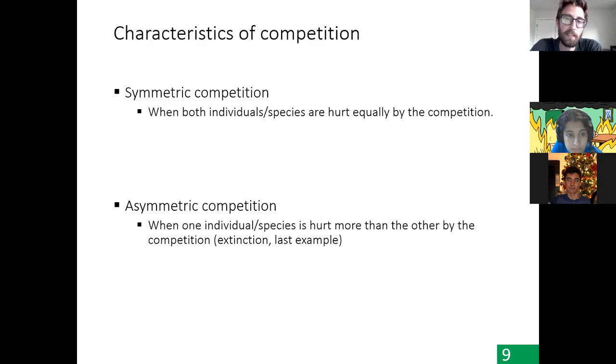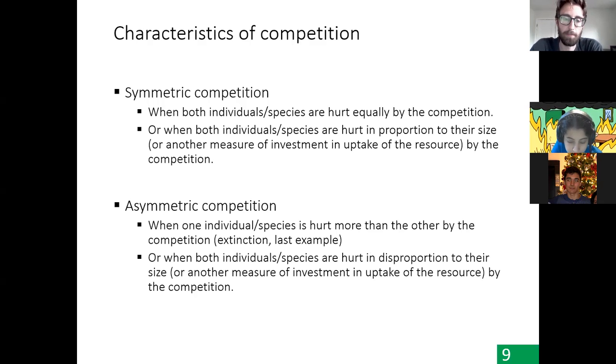We would expect symmetric competition to result in more stability over time. And we'll see that when we do these models. You could also think about the symmetry of competition as a population level kind of phenomenon, where the individuals or species are hurt in proportion to their size.